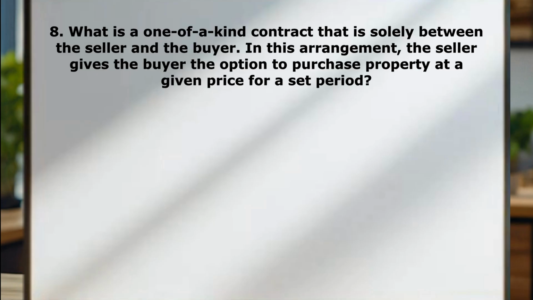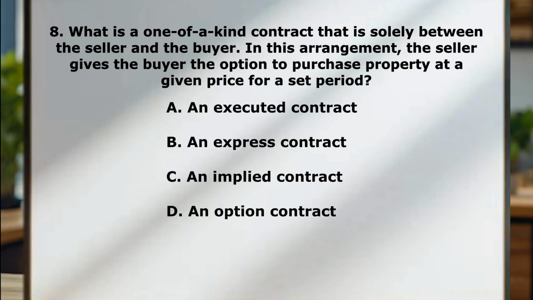All right, question number 8. What is a one-of-a-kind contract that is solely between the seller and the buyer? In this arrangement, the seller gives the buyer the option to purchase property at a given price for a set period. A, an executed contract. B, an express contract. C, an implied contract. D, an option contract. Answer: D, a real estate option contract.